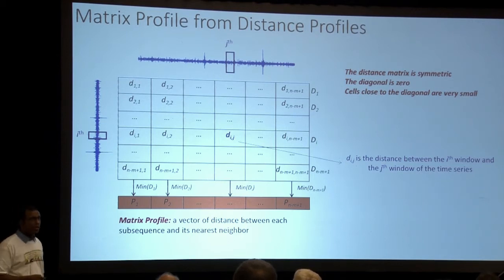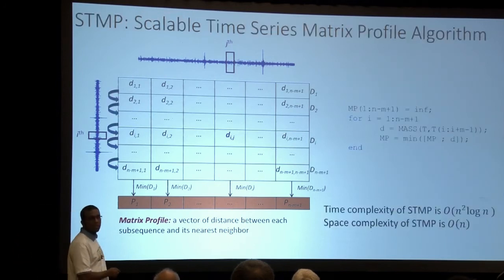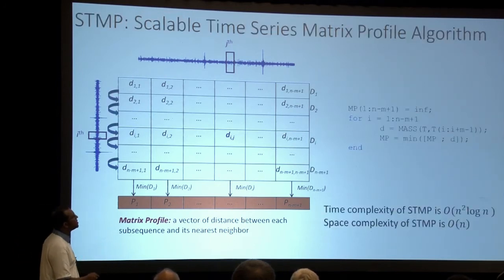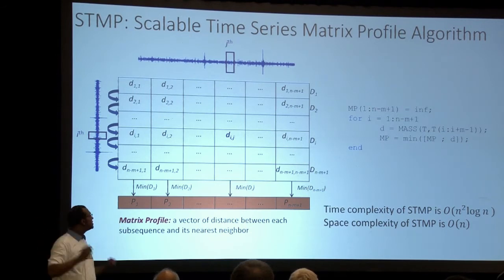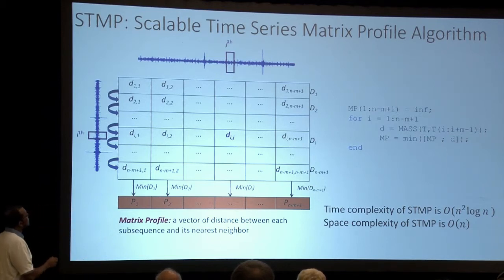Question is, how do we calculate it, right? So do we need to enumerate or absolutely materialize this whole matrix? Answer is no, because you have MASS. So basically what you'll do is you initialize your matrix profile with some big numbers, say infinity, and then you calculate all these distance profiles using MASS and take the element-wise minimum with this vector, right? So you calculate this distance profile, take a minimum with this vector, and store it here. Then calculate this distance profile, take a minimum with this vector, and store it there, right?